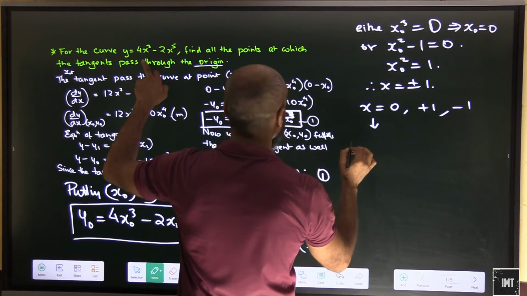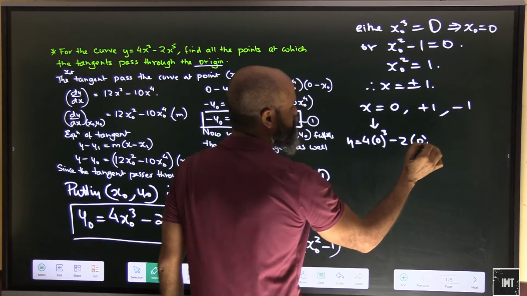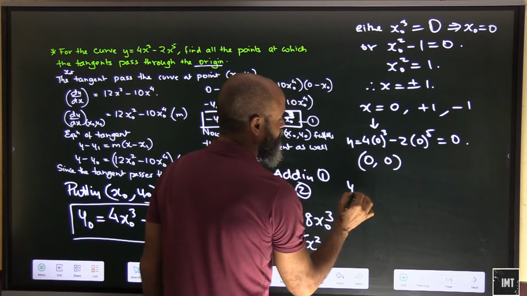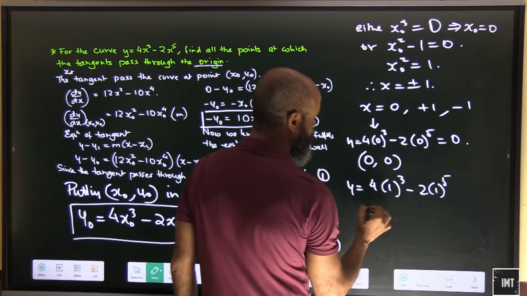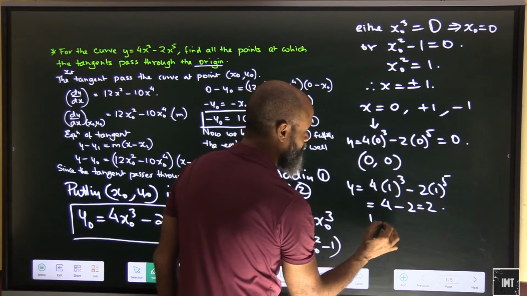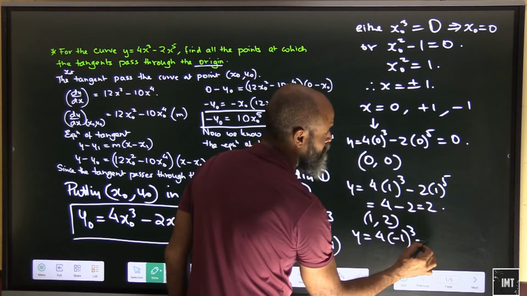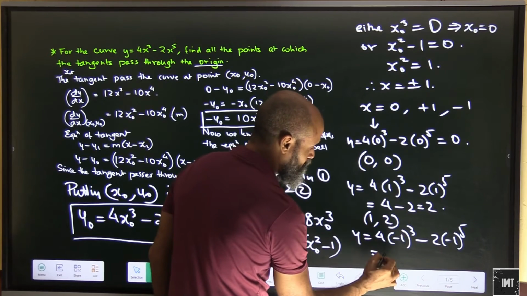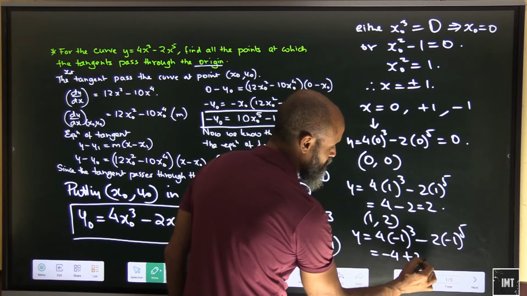In this case y will be equal to 4 into 0 cube minus 2 into 0 raised to 5, so that's basically 0. So one point is 0, 0. For the other point, putting x equal to 1, y is 4 into 1 cube minus 2 into 1 raised to 5, so that's going to be 4 minus 2, that is 2. So the other one is 1, 2. And the third point is with minus 1: 4 into minus 1 cube minus 2 into minus 1 raised to 5, so that's going to be minus 4 plus 2, so that's going to be minus 2.